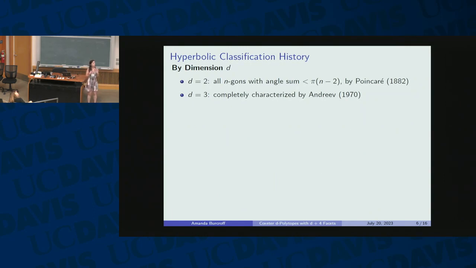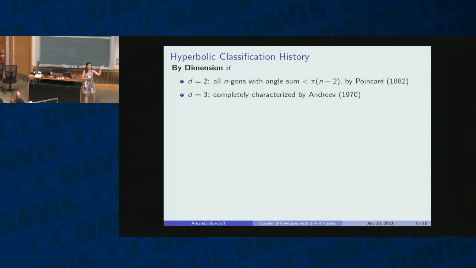So let's go into the history of what we do know about compact hyperbolic Coxeter polytopes. Often, when we are studying these, we want to restrict some parameter about these polytopes, because otherwise the space is far too large. And one natural parameter is restricting the dimension. And so it turns out that in dimensions 2 and 3, we have nice classifications of these compact Coxeter polytopes.